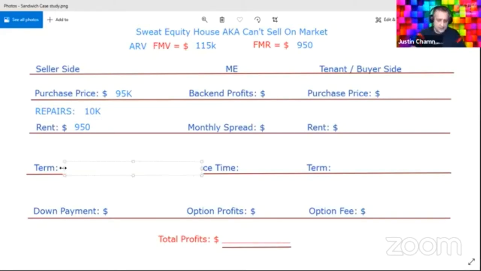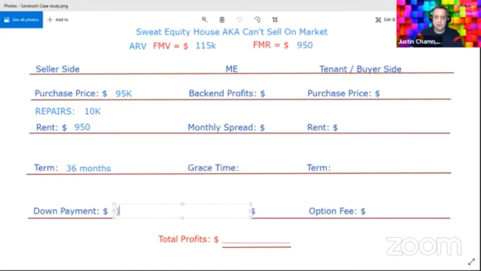The term on this one, I got 36 months again. And the down payment, this homeowner wanted no down payment. Does that happen? Oh yeah, that happens pretty frequently. In this particular case, the homeowner knew that the house needed work and that it was in bad shape. And he was just happy to get this off his plate, because he doesn't live there anymore. The house is in bad shape. It smells bad. Everything's bad. He knows it.